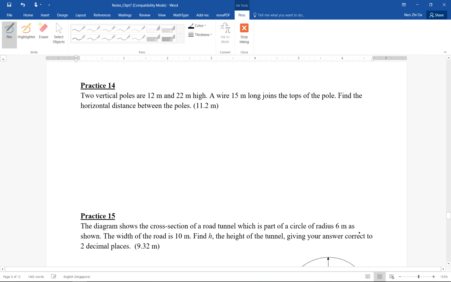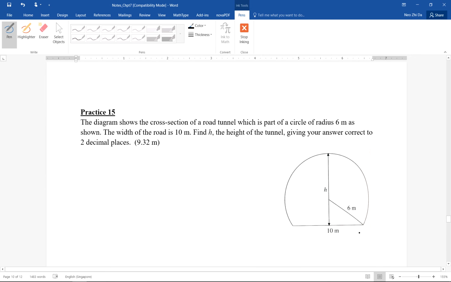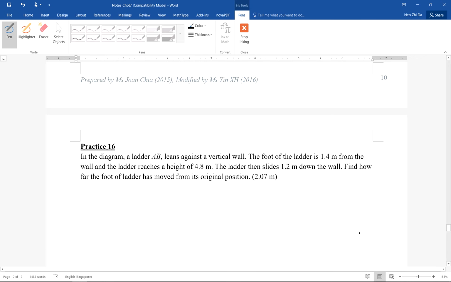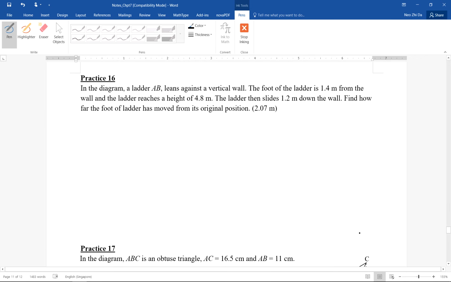And then we always have the last question here, question 15. Until now, still got a lot of students don't know how to do. So if you can do this question 15, it means you're good. It's not easy. Then the final, this is the ladder question. It's a bit confusing, so you have to draw it out and visualize and see what they're talking about.